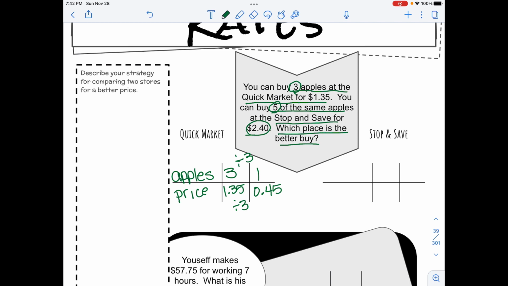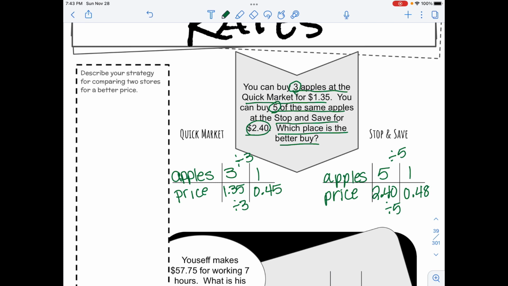Okay, so now we're going to go to the Stop and Save, because remember, I'm comparing which one is going to be the best unit price. So I have apples to price. I want to figure out which one is going to be the better buy. Where am I going to save the most money? So I have 5 apples to $2.40. And remember, I'm not just going to look at the 5 to $2.40 or the 3 to $1.35. I need to see which one is the lower price for the 1 apple. So I have 1 apple. I'm going to divide by 5. And what I do to the top, I do to the bottom. So I divide by 5. And that gives me 48 cents.